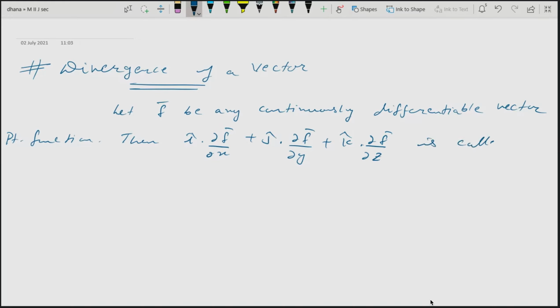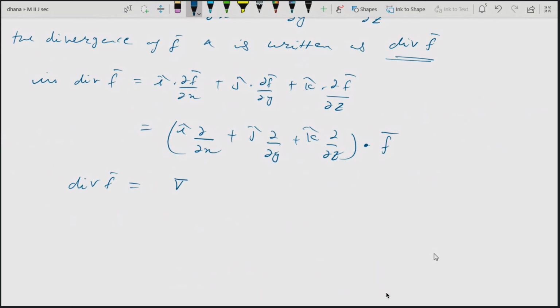Okay. So what is this thing, i dou by dou x plus j dou by dou y plus k dou by dou z? What is this? Gradient? Not gradient. This is just an operator. How can you say this is gradient? There is nothing here, no? There is nothing here. Are you able to follow? Yes, ma'am. Okay, that is just an operator del.